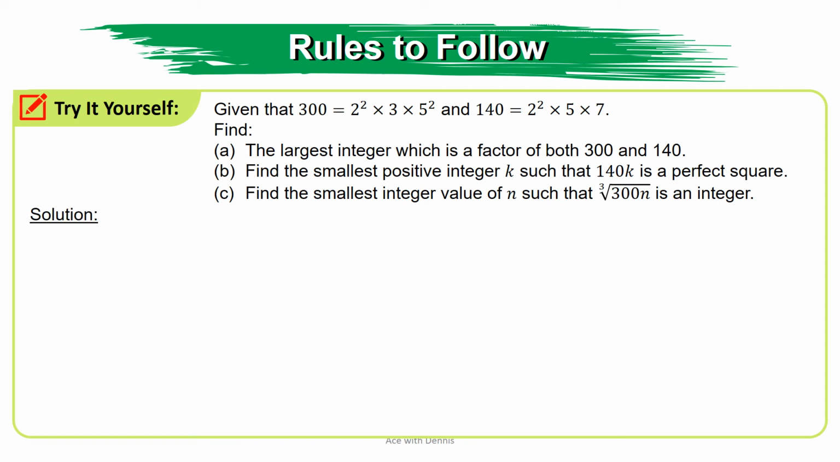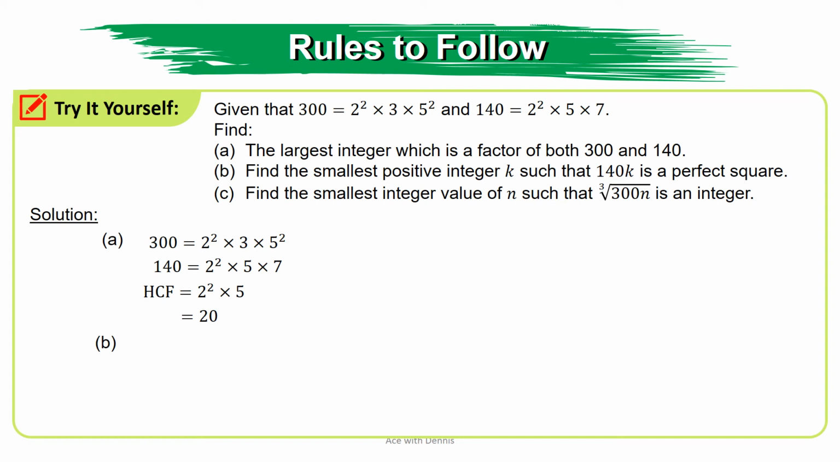Alright, here's the solution. For A, given 300 equals 2 square times 3 times 5 square and 140 equals 2 square times 5 times 7, we actually want to find the HCF of 300 and 140, which gives us 2 square times 5. And the answer is 20.